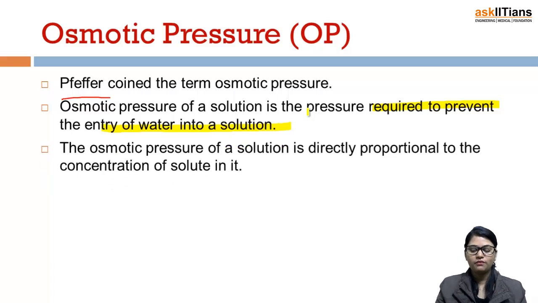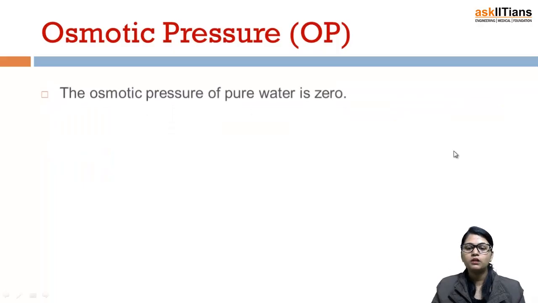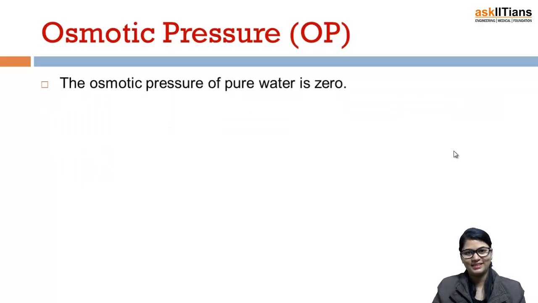The osmotic pressure of a solution is directly proportional to the concentration of solute. So in short you can write osmotic pressure is proportional to the concentration of solute. Now the osmotic pressure of pure water is 0, very normal, you can understand. No need to apply a pressure because in pure water there are no solutes, nothing is dissolved in it.